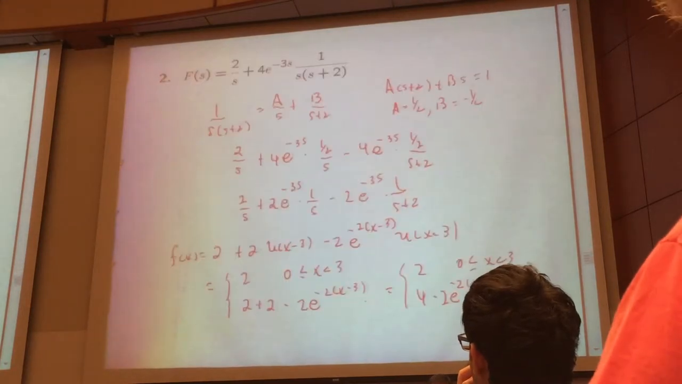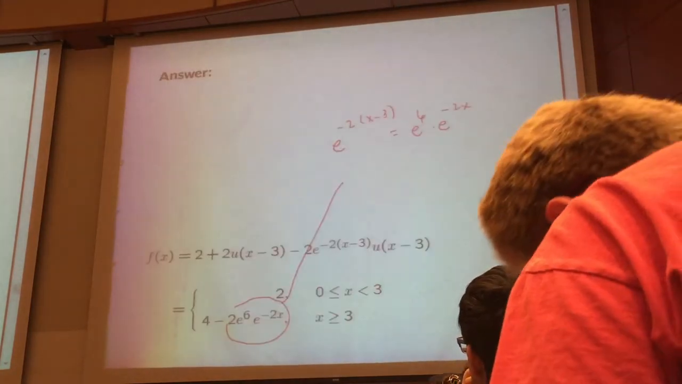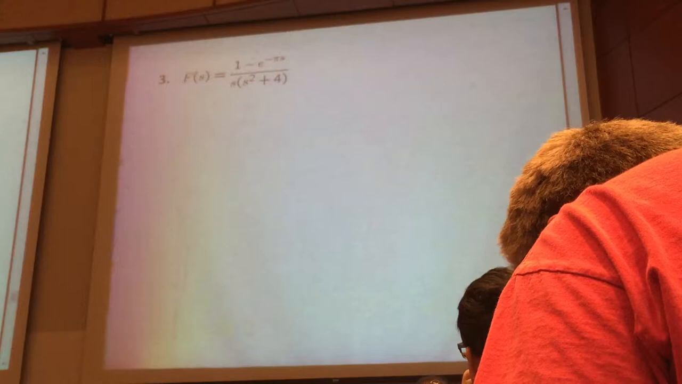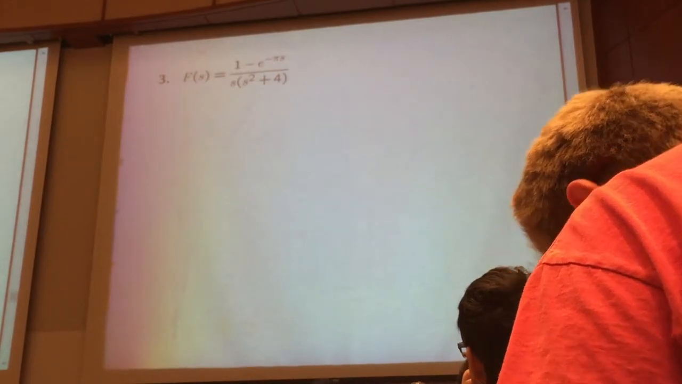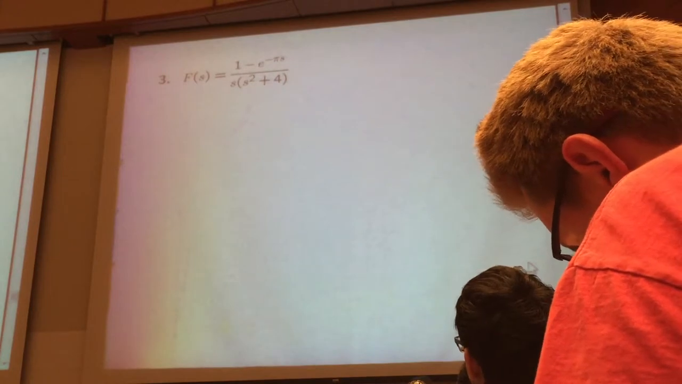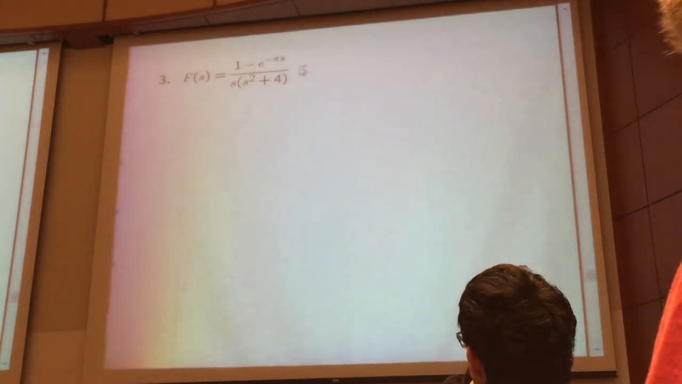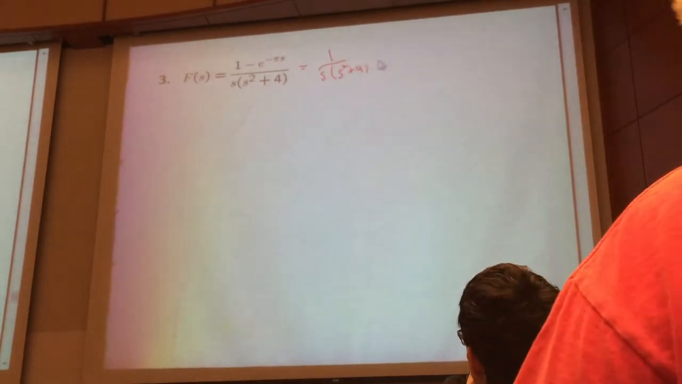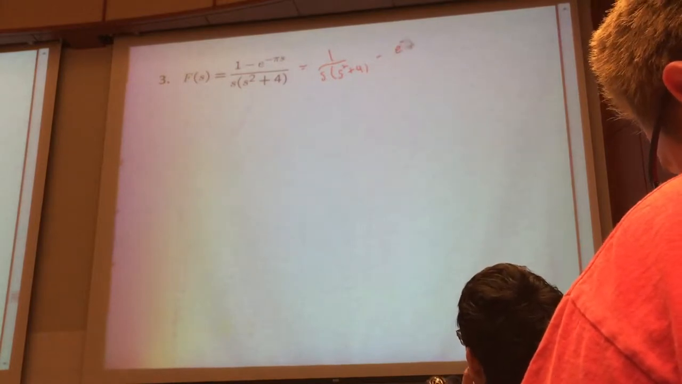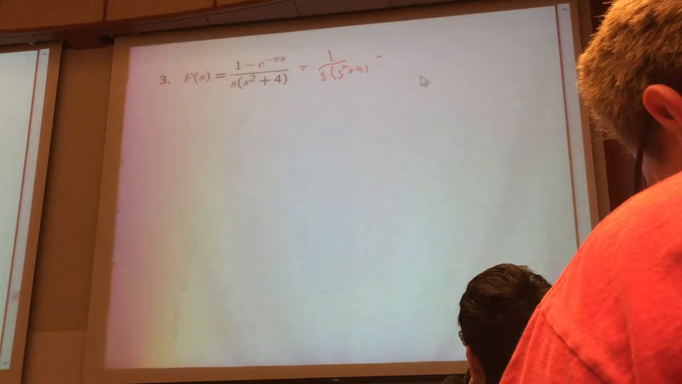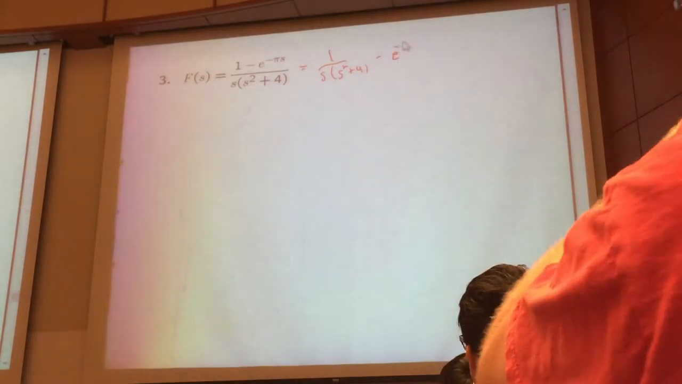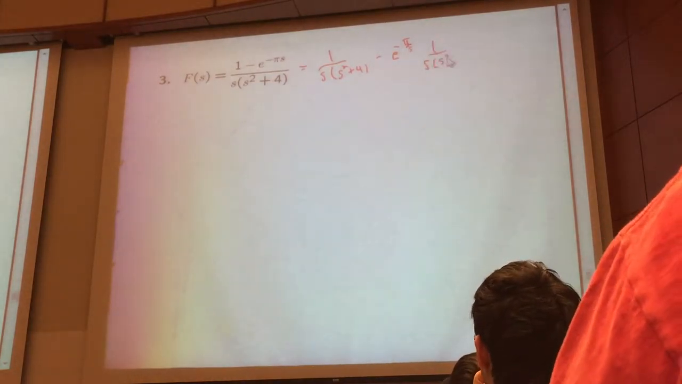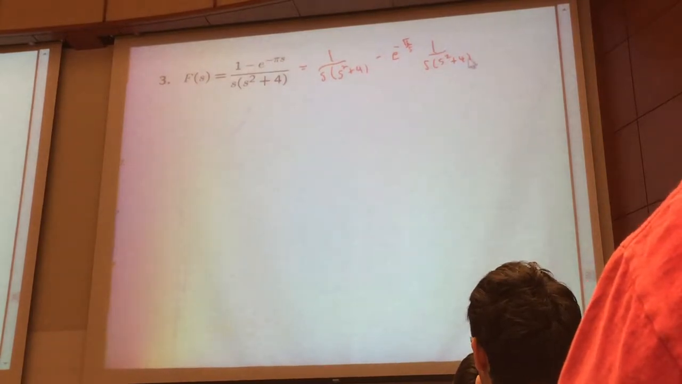Okay, so where did we stop last time? Here, we did that example, so now we'll do this example. The e to the minus pi s tells me this is a piecewise function with a jump at pi. Now the first thing I'm going to do is bust this up into 1 over s times s squared plus 4 minus e to the minus pi s times 1 over s times s squared plus 4. This is so shaky.